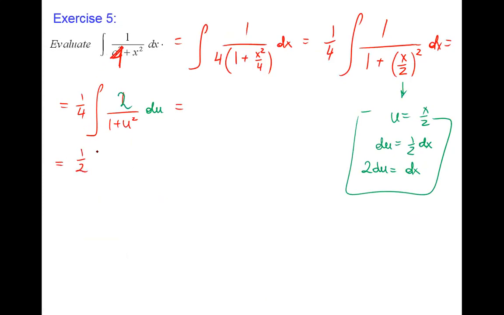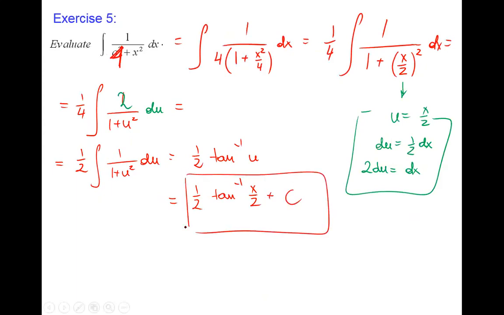1/4 times 2 is 1/2. The integral of that function is simply inverse tangent of u. And I don't have limits of integration, so I will substitute back x over 2 instead of u. This is the way to manipulate the constant, which is not really part of the formula. But now I want you to see the pattern. You can always follow these steps and it took maybe 2 minutes. It's not a problem, but it's always worth knowing the pattern.